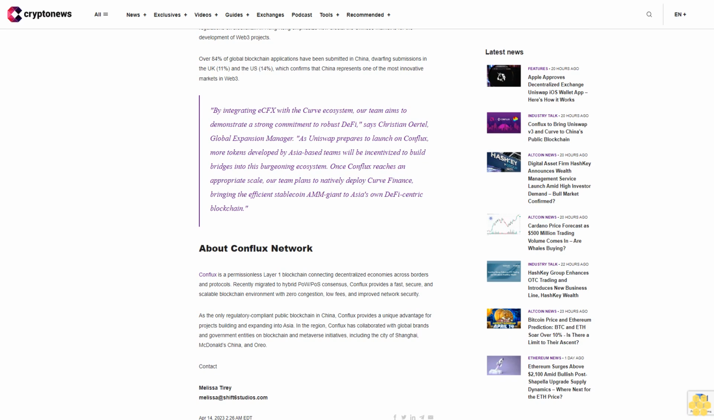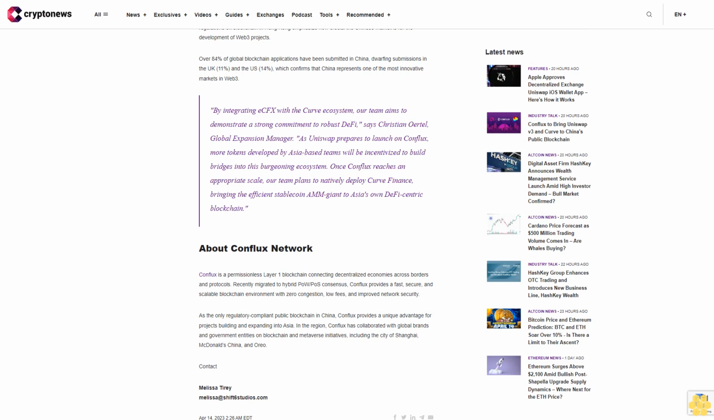The intersection of US and EU regulatory barriers on blockchain and the recent supportive regulations on blockchain in Hong Kong emphasize how crucial the Chinese market is for the development of Web3 projects. Over 84% of global blockchain applications have been submitted in China, dwarfing submissions in the UK, 11%, and the US, 14%, which confirms that China represents one of the most innovative markets in Web3.